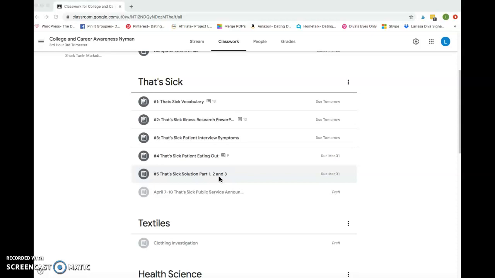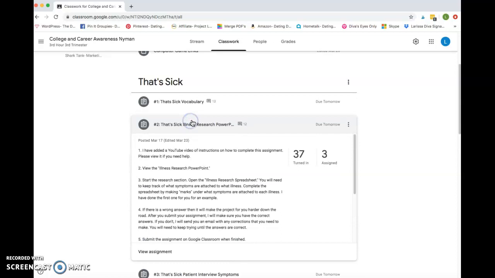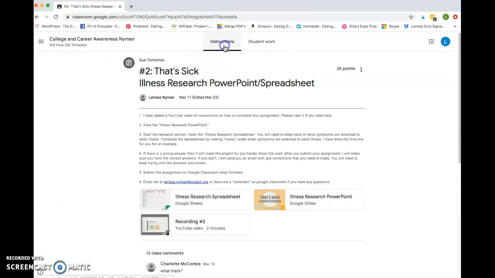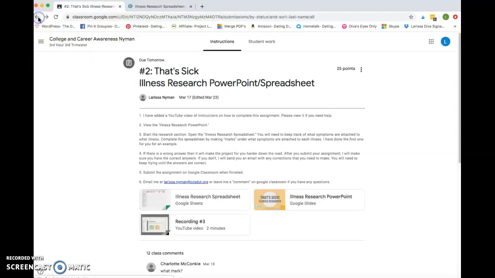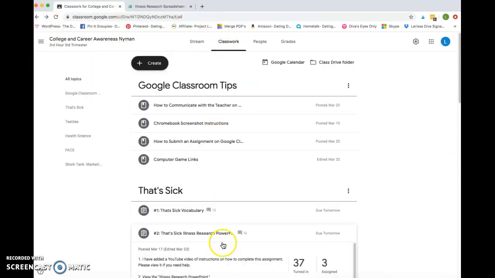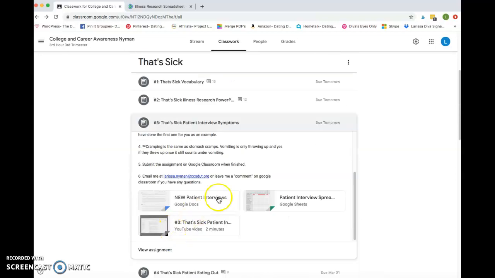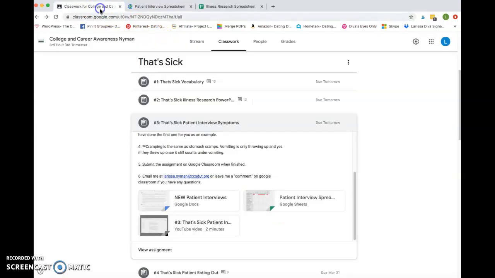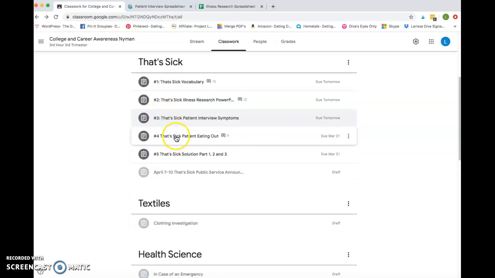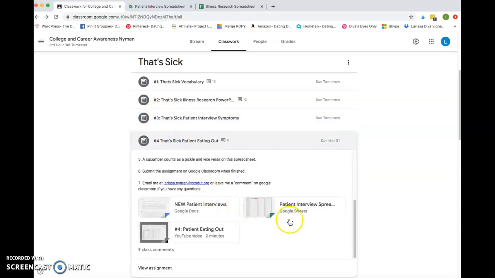To complete this assignment, you are actually going to need to open up the 3 previous spreadsheets that you did in my class. So you will need to go to assignment number 2, click on it, and open up your spreadsheet. Go back, open up the 3rd spreadsheet, this number 3 spreadsheet right here, the patient interview. And then you also need to open up your number 4 spreadsheet.